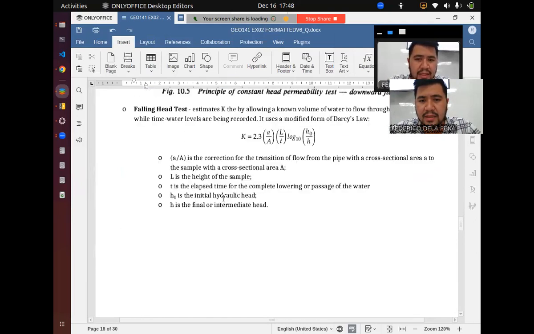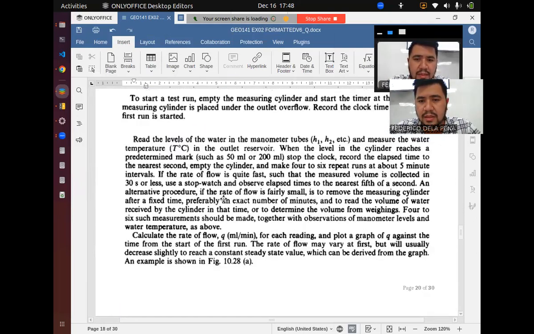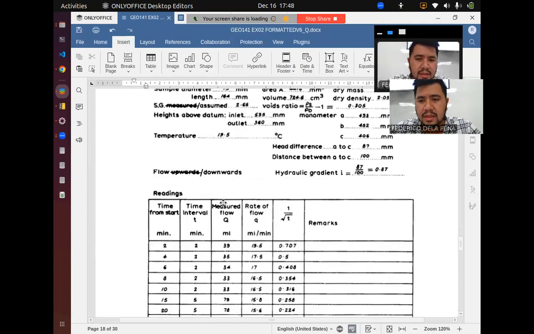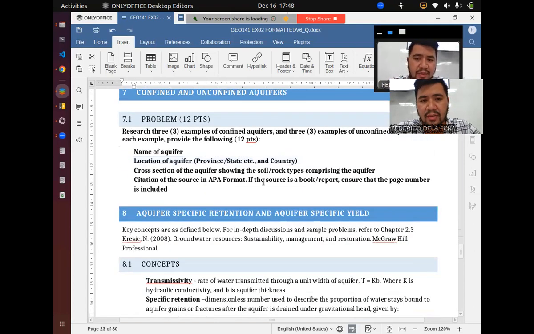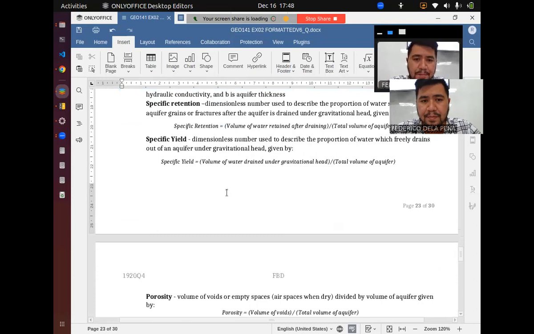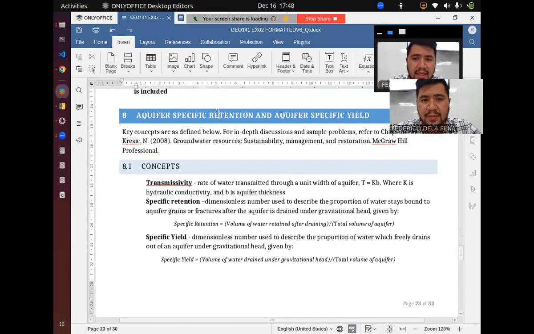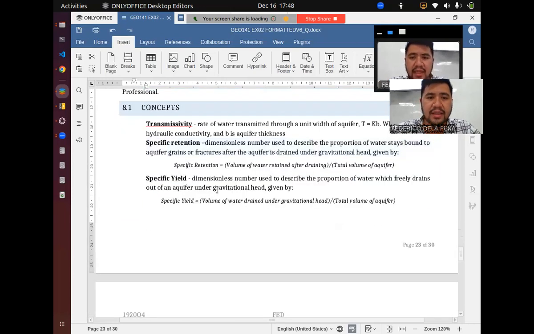And then, confined and unconfined aquifers. Basically, this is just a research problem. You just have to research your aquifers, no? Different examples of aquifers. And then specific retention and specific yield. Okay.